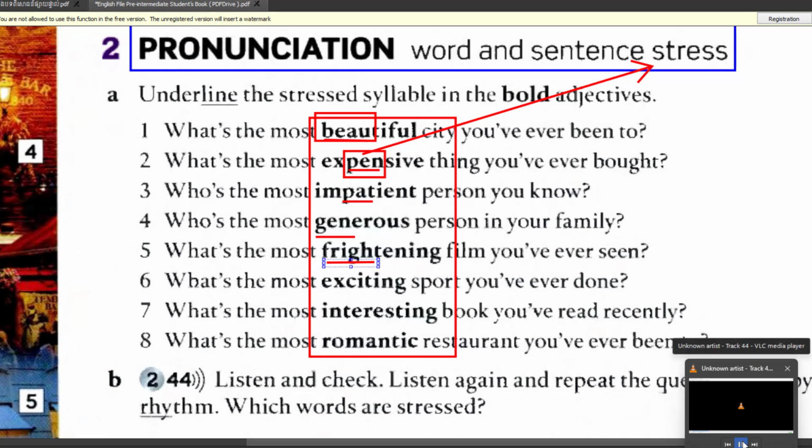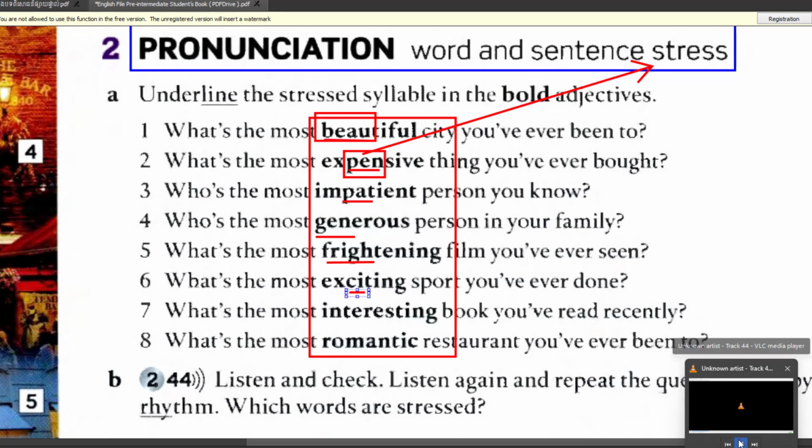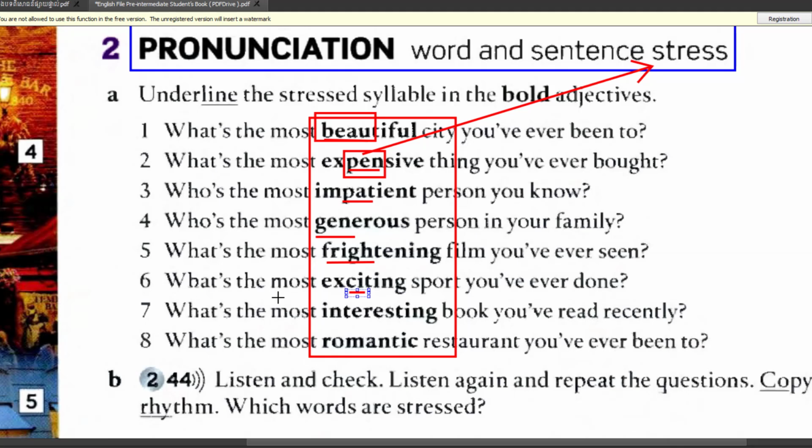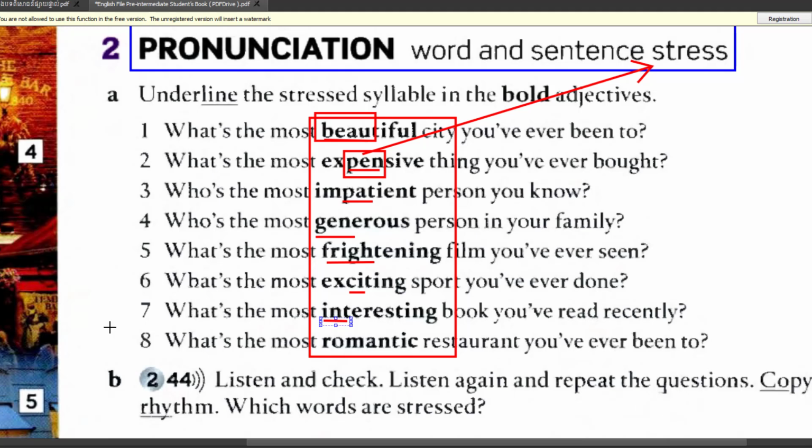6. What's the most exciting sport you've ever done? 7. What's the most interesting book you've read recently? Which one? 8. What's the most romantic restaurant you've ever been to? Which one?